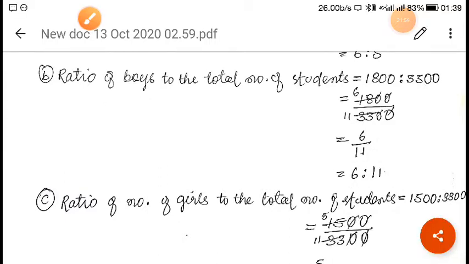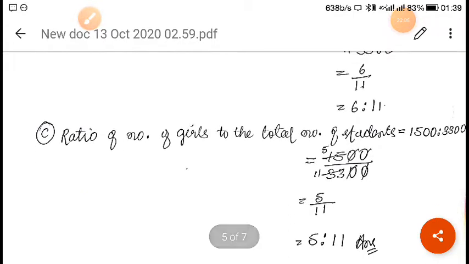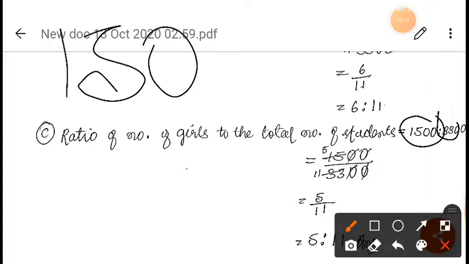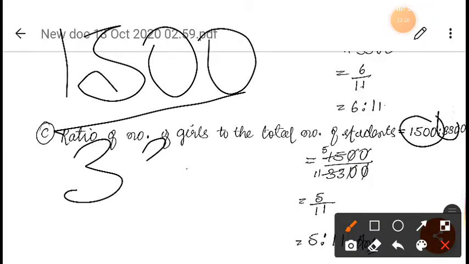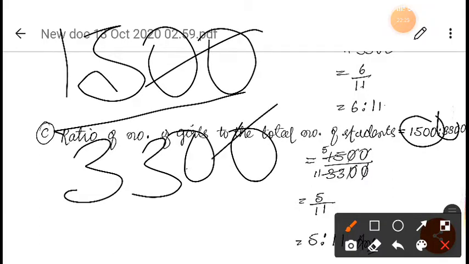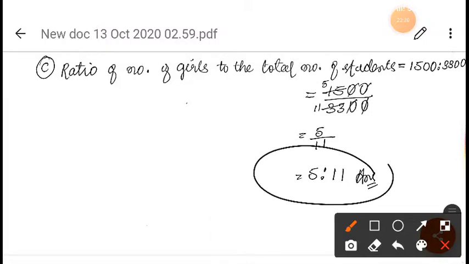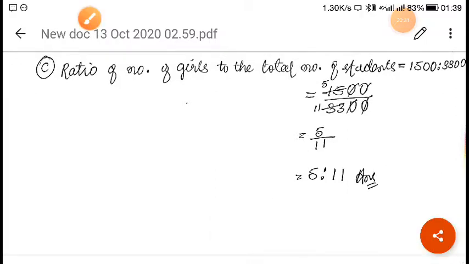Now the next is question number C: the number of girls to the total number of students in the school. Same thing, but here they are asking about the number of girls. As you can see, what is the number of girls? 1500, and the total number is 3300. So when you have to find the ratio, it will be 1500 divided by 3300. Again, the 00 will be cancelled, here it will be 11, here it will be 5. So it is 5 is to 11, right? As you can see here. I hope you have understood this. It is very easy, right?